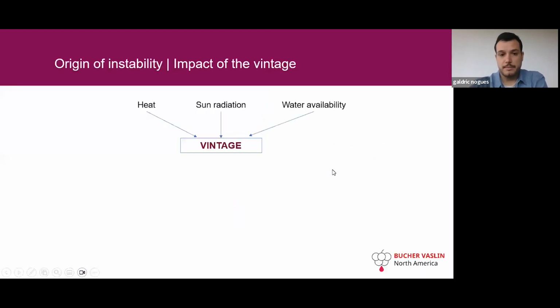So just to introduce the subject a little bit, the origin of instability is very well connected to the impact of the vintage, because every single vintage is very different. You have different levels of heat, different temperatures during the vintage, different sun radiation. If it's very warm and dry, of course, we'll have very strong radiation. The water availability is very different year after year, specifically in California, where you can have problems of water availability. And all these factors will influence the vintage.